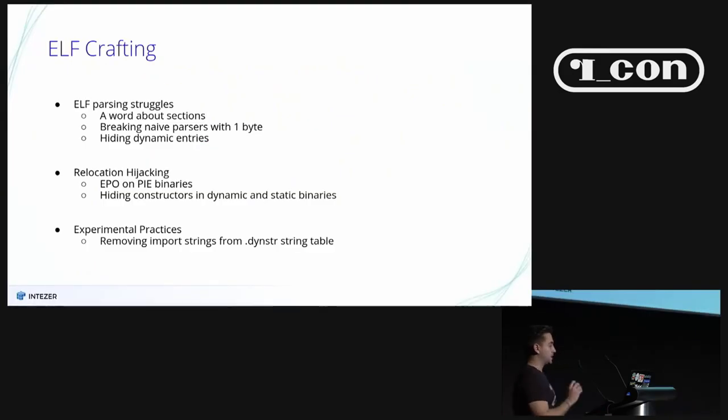This section is going to be separated. At the beginning of this talk, I had way more content I could present, so I divided it into these techniques that you see here. First, I'm going to talk about parsing struggles with ELF binaries. Then I'm going to talk about how we can use relocations to hide or even to implement some kind of anti-analysis techniques. And then I'm going to talk about a project that I have worked on for some time, although it's a work in progress and very experimental, that is hiding dynamic strings from dynamic executable binaries.